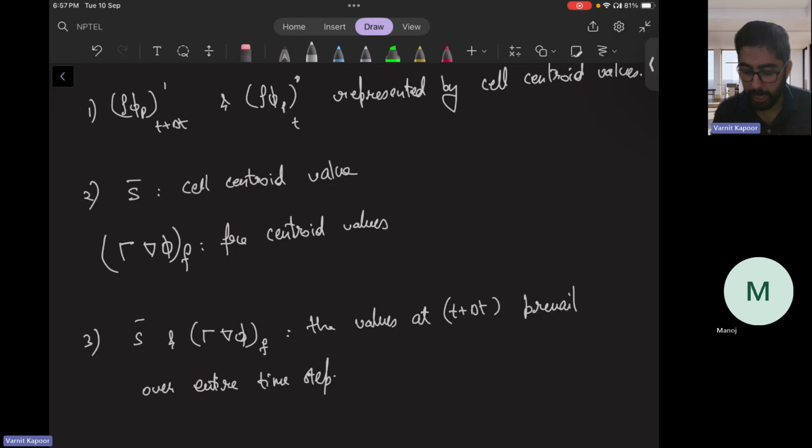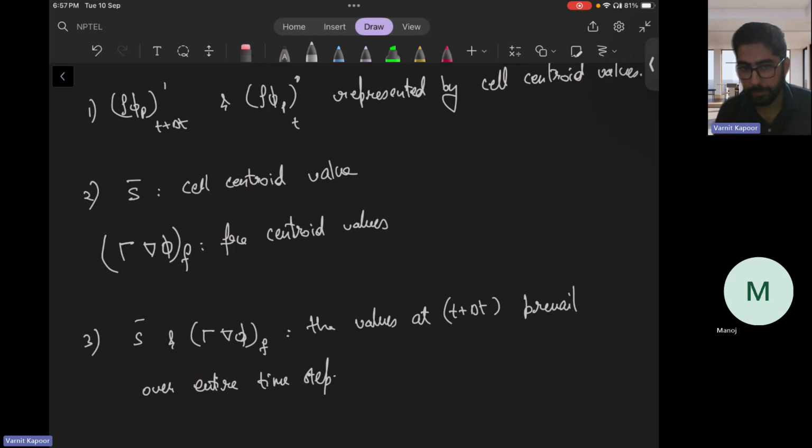Then the second assumption, S bar and gamma grad phi. This is also a mean value approximation. We are calculating the integral S dV with S times delta V. So it is basically an S dV representation. It is again a centered value, so again it is a spatial order of accuracy, second order, as we have seen.